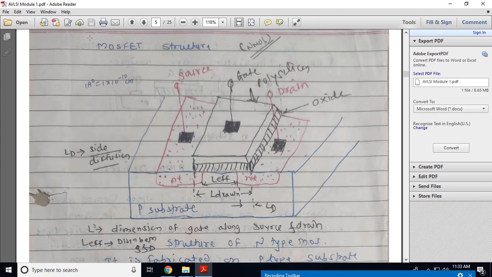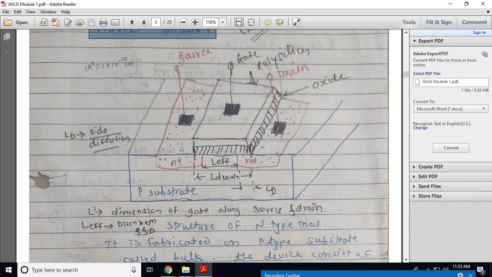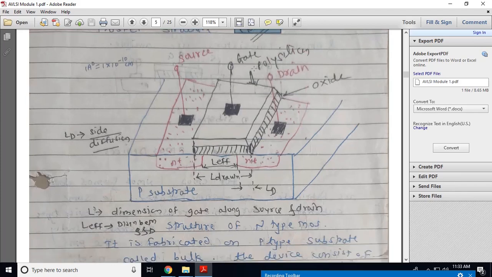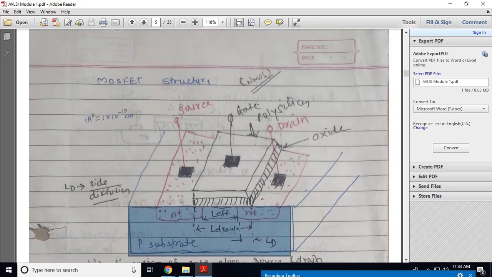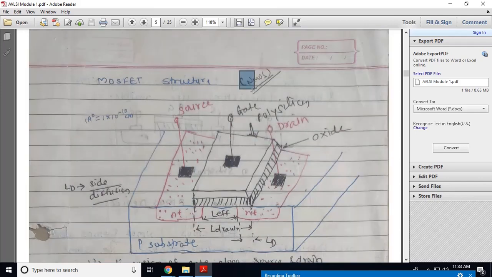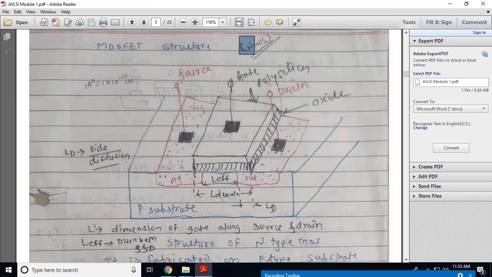Next, we will discuss the MOSFET structure. This is for NMOS. It is fabricated on a P-type substrate. Whenever you say NMOS, the substrate is the opposite type. NMOS is the N-channel metal oxide semiconductor transistor.